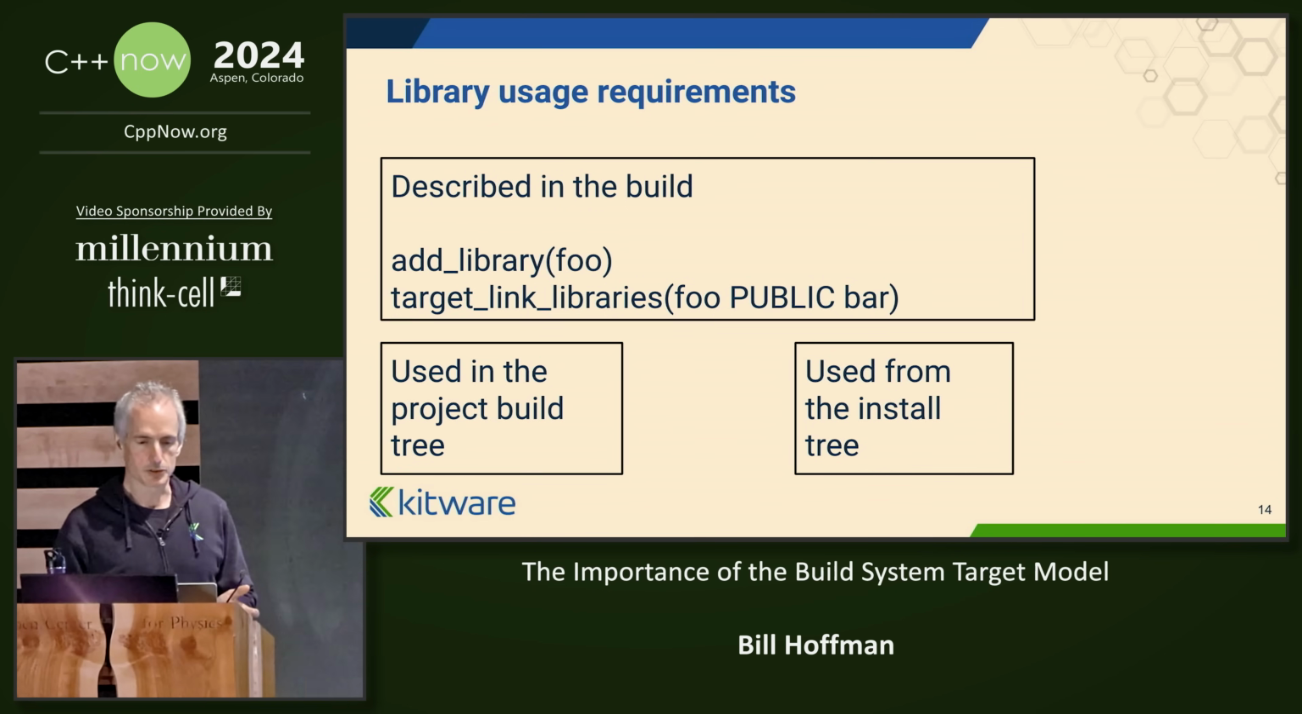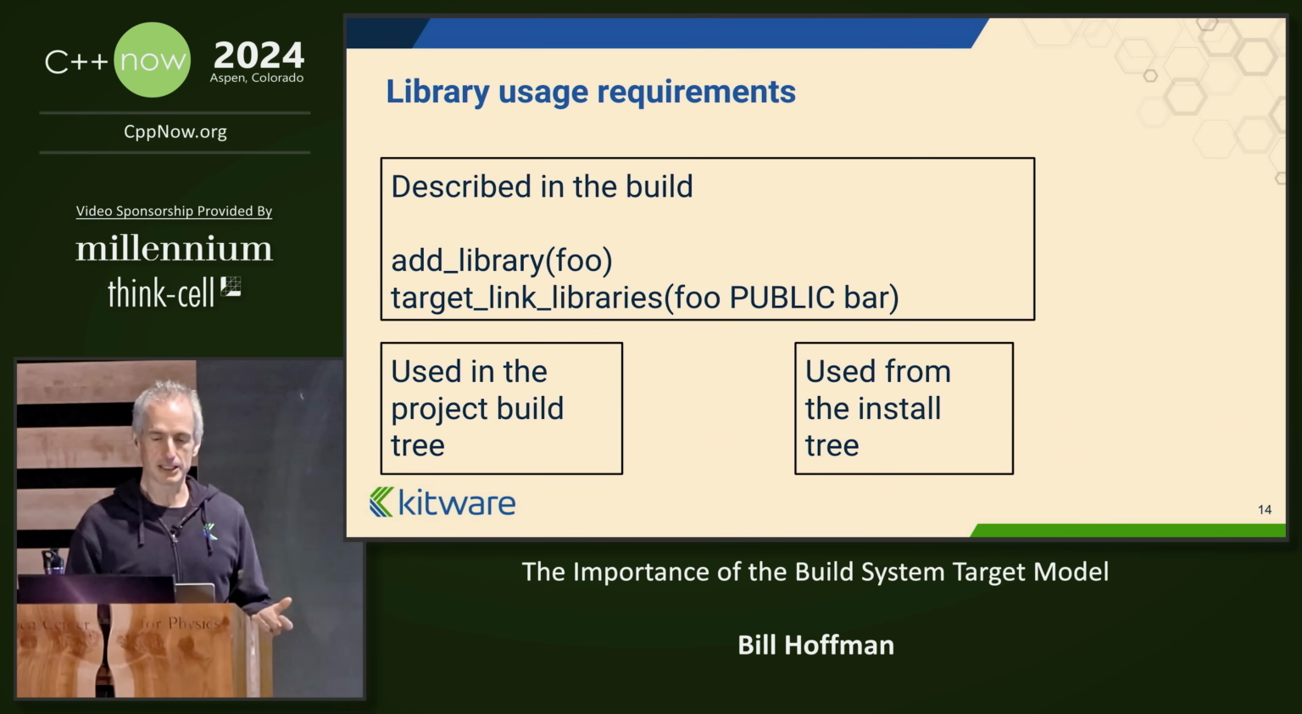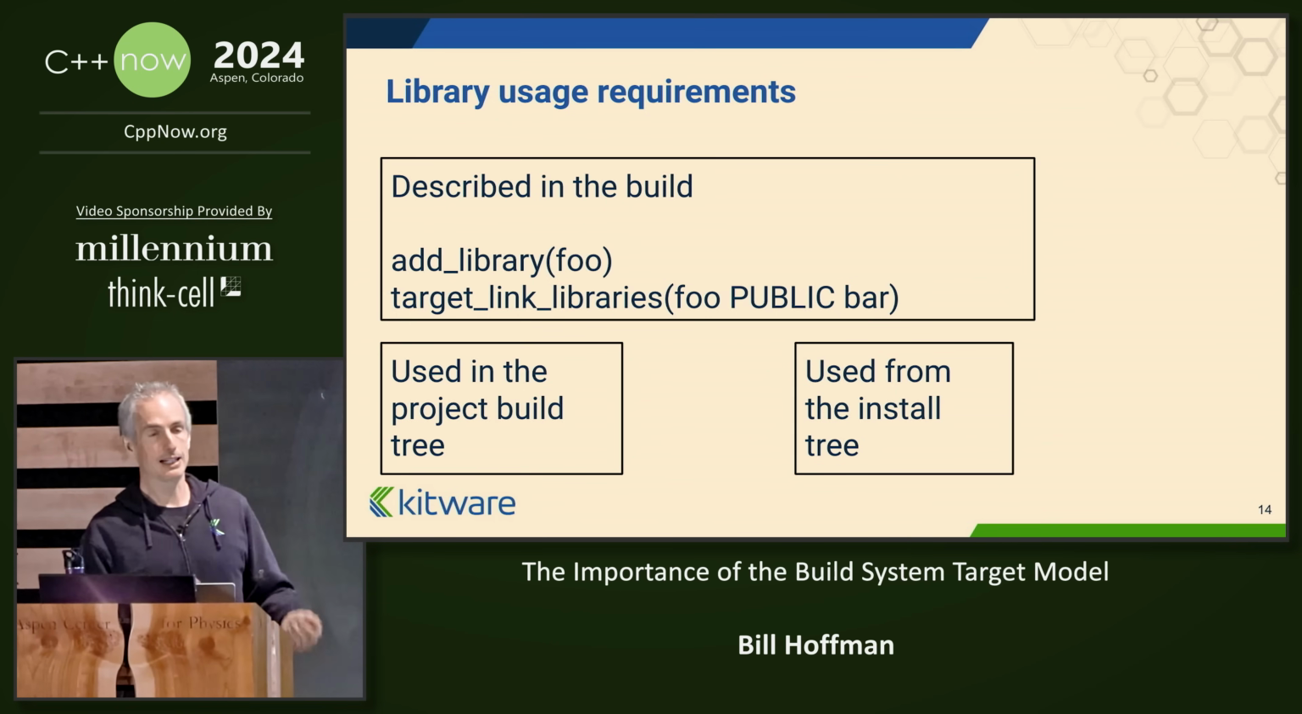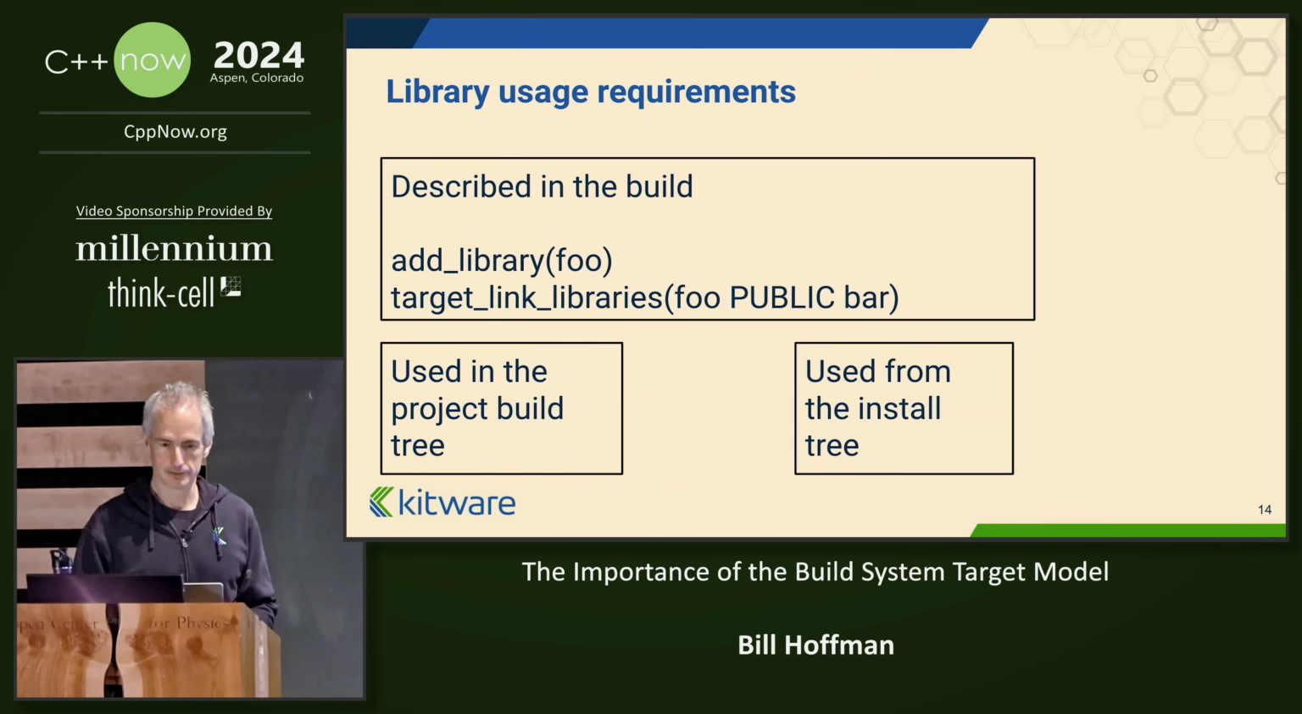So what are library usage requirements? Basically, described in the build, I want to say, add some library foo, and then I want to link to that library bar. And I want to be able to use that in the project build tree, and I want to use it from the install tree.